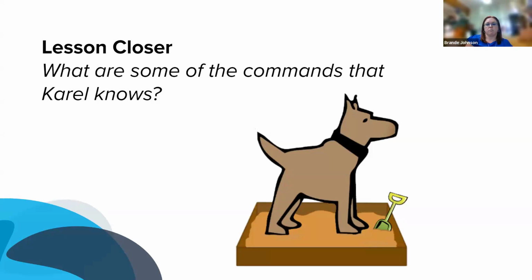And so as you're wrapping up the lesson, you just say, what are some of the commands that Karel knows? And so at this point, Karel can move, Karel can take a ball, Karel can put a ball down. And then for the longest time, poor Karel only knows how to turn left. The dog cannot turn right.